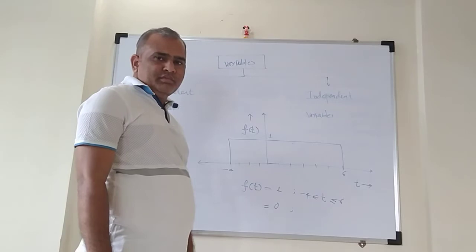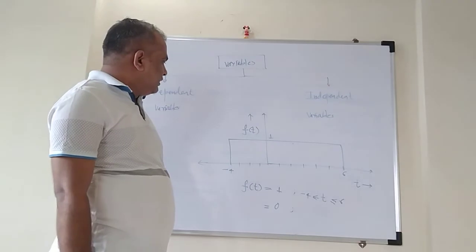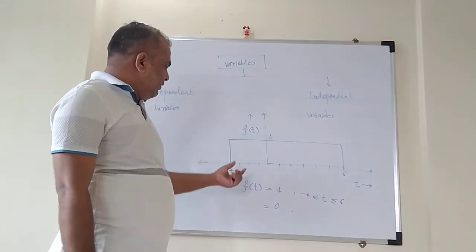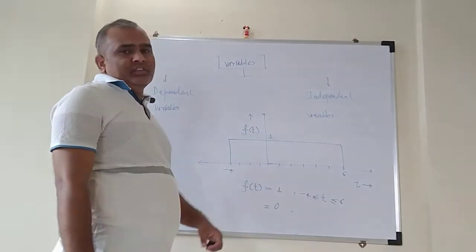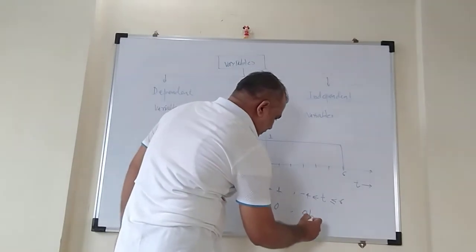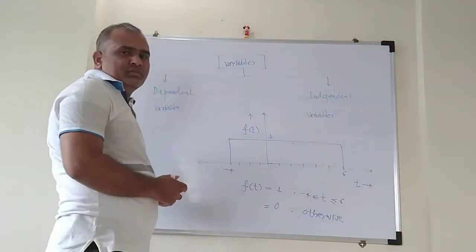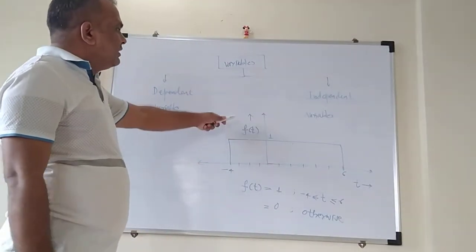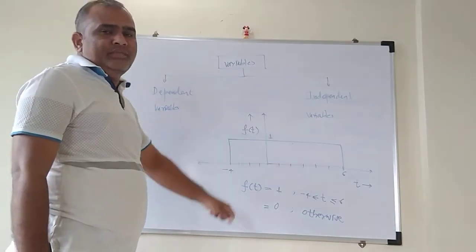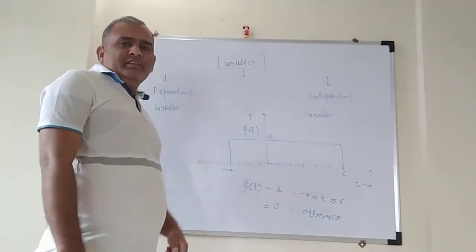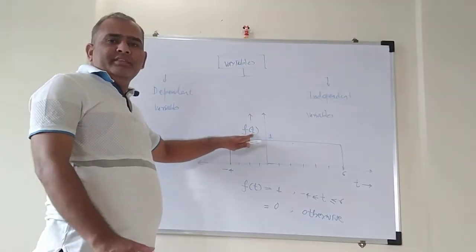This is one kind of information that we got from the plot, and the second kind of information that you can draw from the graph is that the value of the function f of t is equal to 0 in other ranges. So I can say otherwise the value of the function f of t is equal to 0. So this is called a signal. Now let's make the definition of the signal. So the signal is nothing but, I can say, a function or a physical quantity.